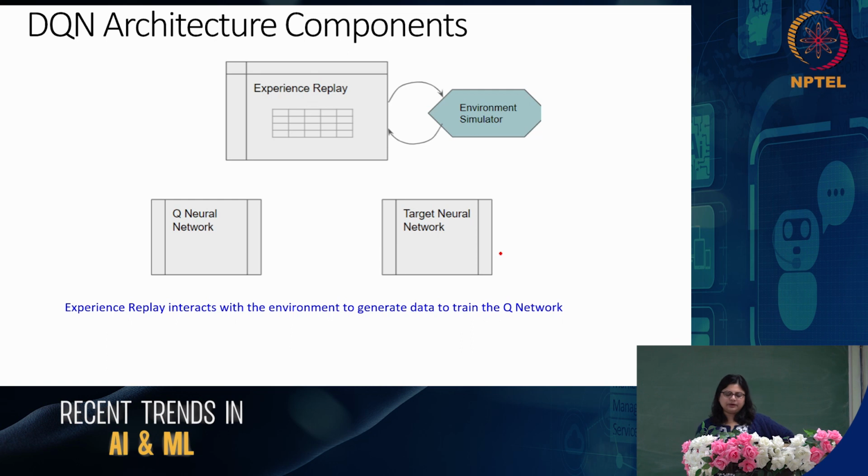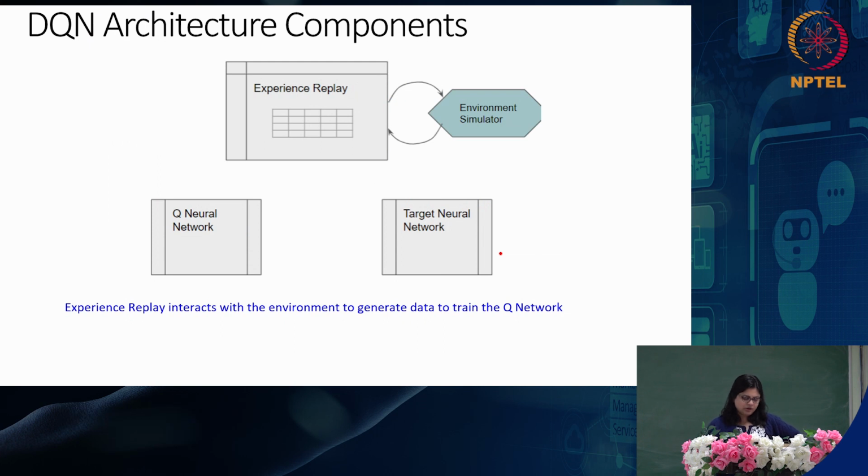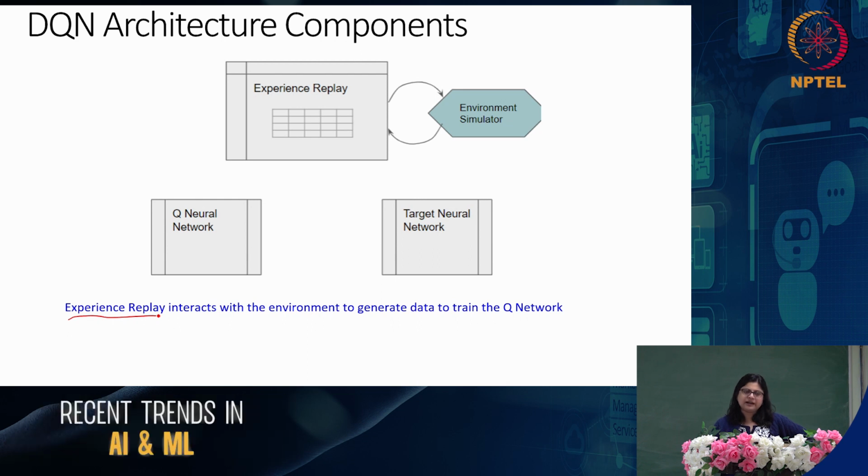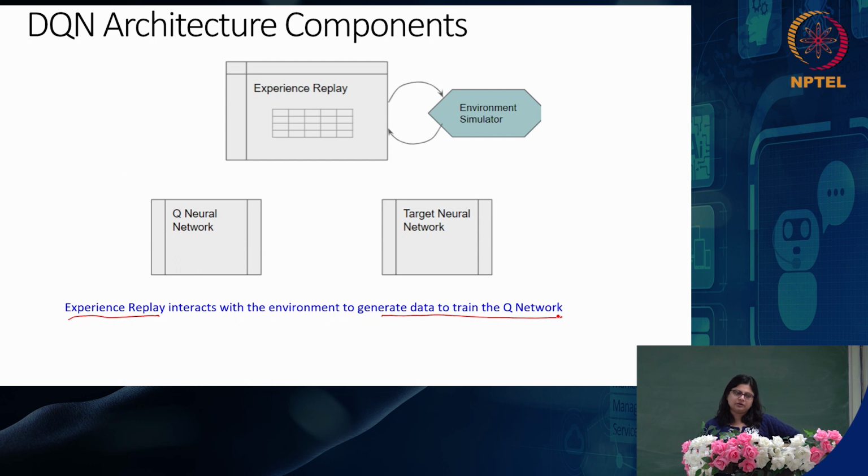So there is a component called the environment simulator, and there is a component called the experience replay. This experience replay basically interacts with the environment and generates the data for training the Q network.